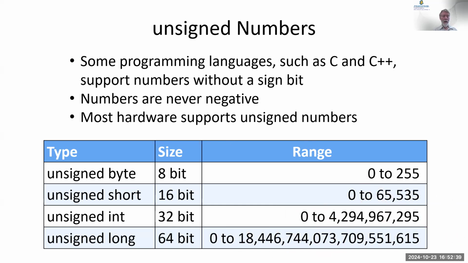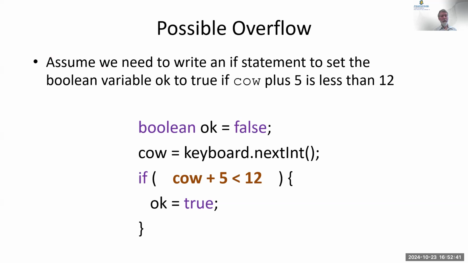Okay. Now, so what? Let's take a look at this simple little program. We start off, we set a Boolean to false. Then we read in a number, it's an integer, and we want to make sure that cow plus 5 is less than 12. So we say, if cow plus 5 is less than 12. No problem with that. That would work perfectly well. And if it is, you set the Boolean to true. But will it always work?